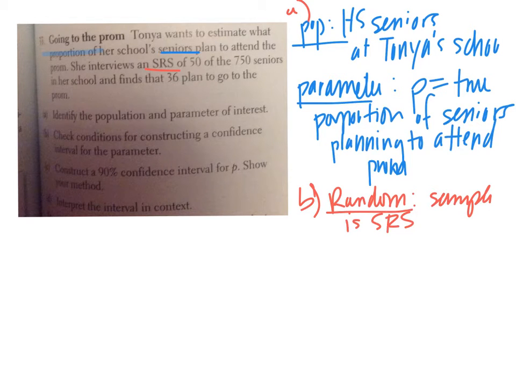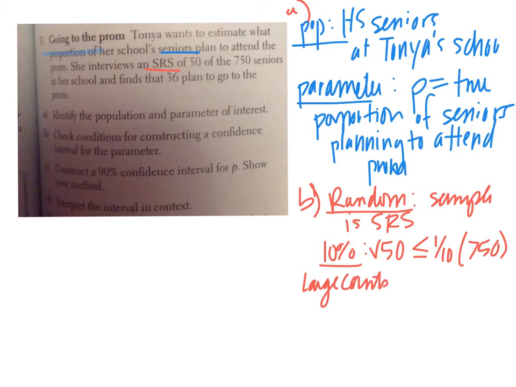That's the first condition. The second condition is the 10% condition. So it says that she surveys 50 of the 750. So 50 is less than or equal to 1/10 of 750. So we're good. Okay. The last condition is the large counts condition, because we need to see if this is approximately normal so that we can use a z star. Large counts requires us to do n times p. Now, we don't know what the true p is, so at some point we probably should establish what p hat is.